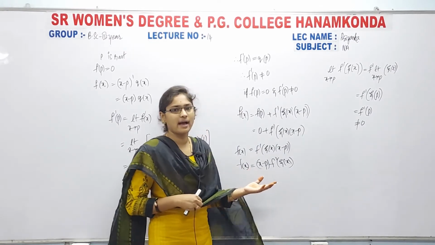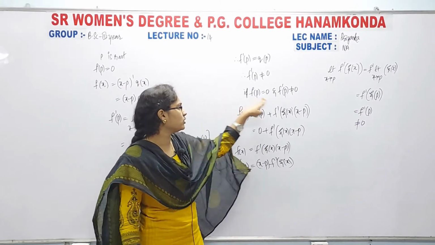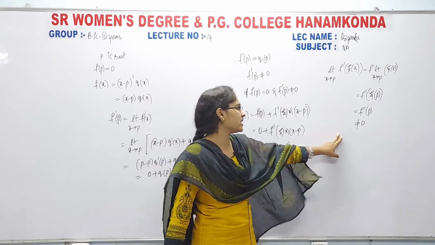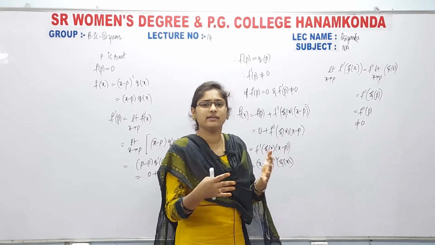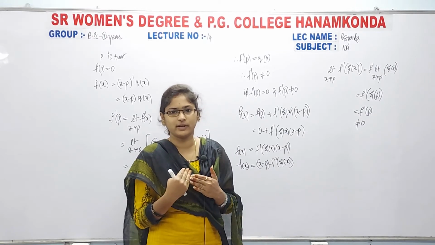So finally we have that, clearly, we took that if f of p equals 0, then f dash of p is not equal to 0, and from this we can say that if the derivative is not equal to 0, then definitely some constant, so the function will be constant.